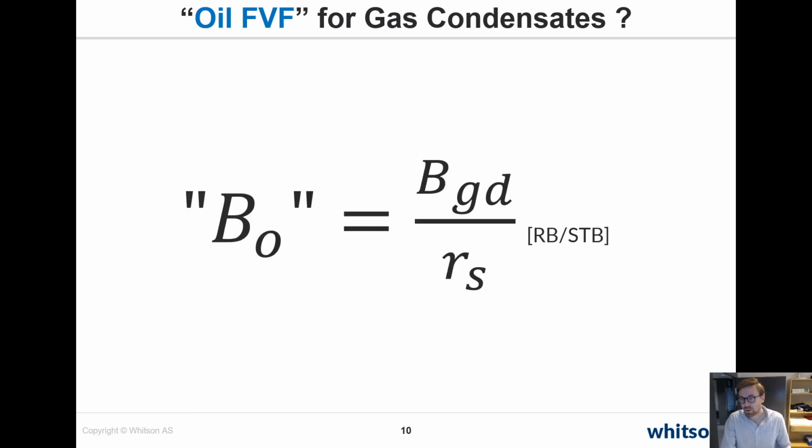And it's very simple. You just take the formation volume factor of gas, so the B_gd, and divide by little r_s. What you'll see then is that the units that pop out are reservoir barrels per stock tank barrel, which are the exact same units as B subscript o. That makes a very consistent mapping of formation volume factor that you can use in exactly the same manner as you would for an oil reservoir if you would like to calculate volumes in place, for instance. And that's going to be the topic of the exercise next week.